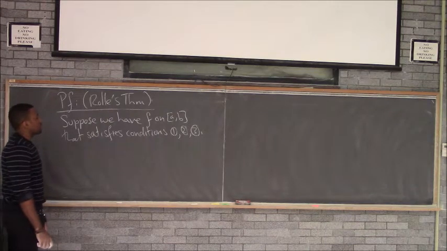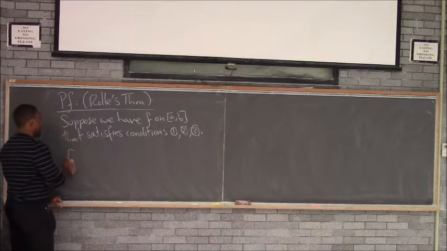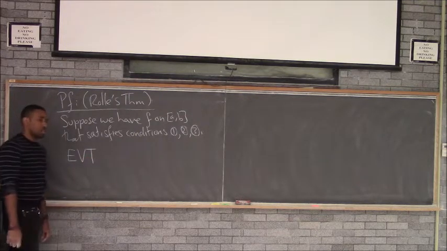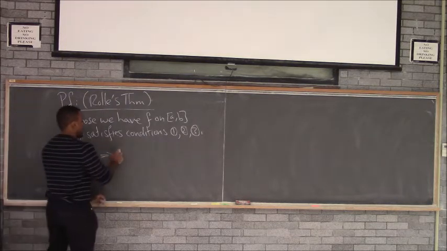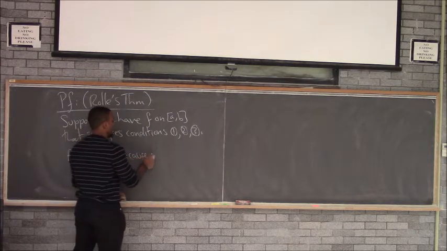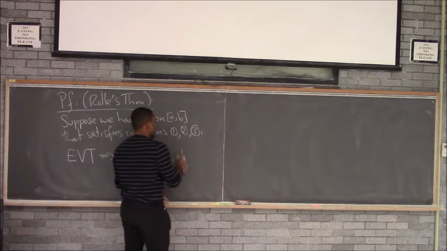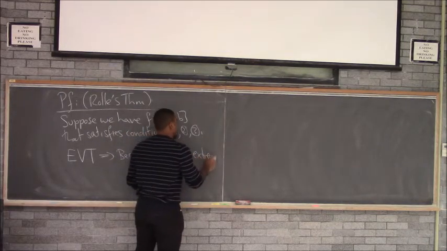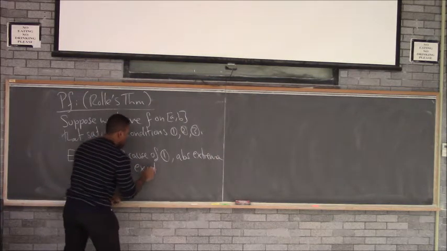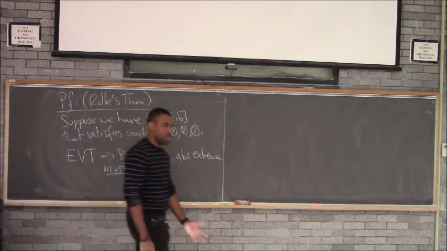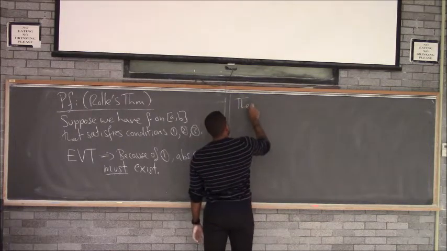Then notice here, the extreme value theorem is going to help us out here. The extreme value theorem tells us, because of 1, f is continuous on a closed interval, absolute extrema must exist. There has to be an absolute max or min for this function. Now, there are 2 cases.